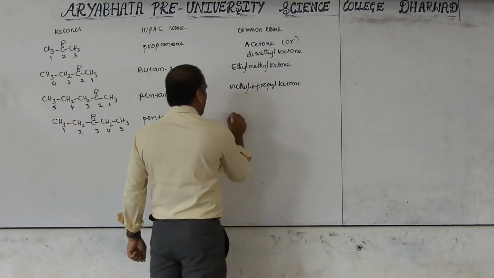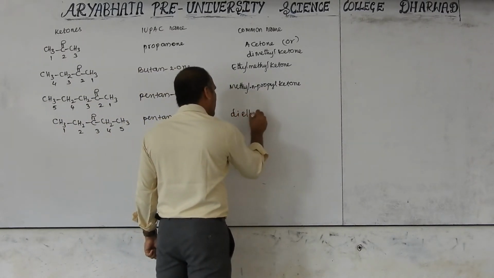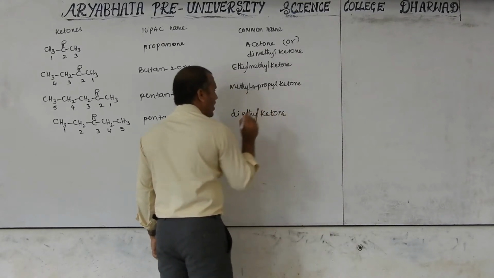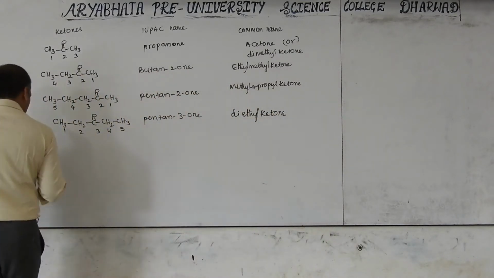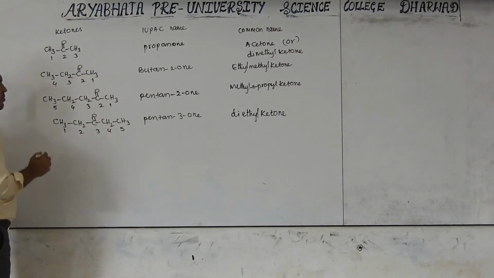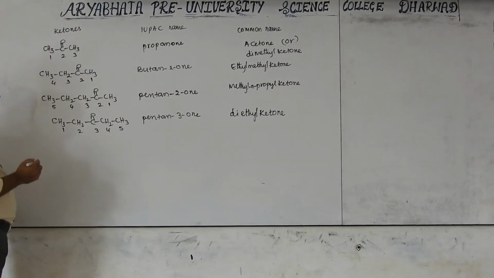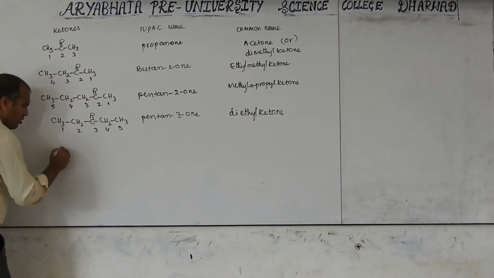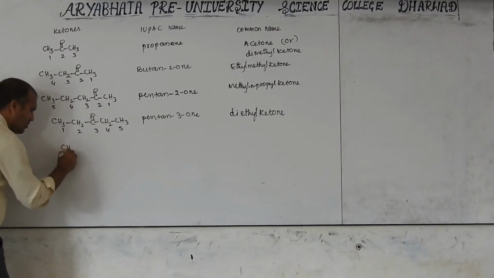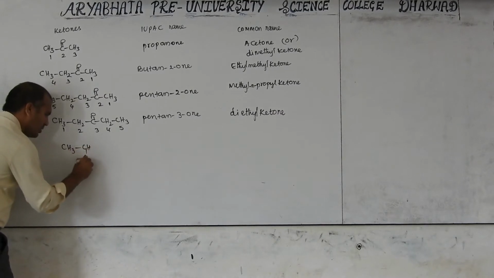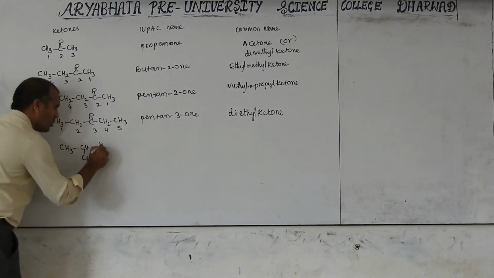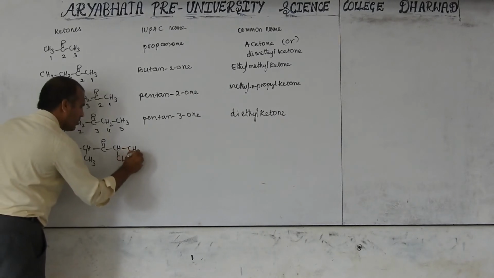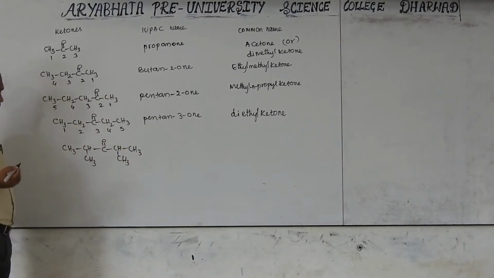Now its name: diethyl ketone. Next, one more carbon I will increase. Otherwise, this only I want to add somewhat different. Increase, better, no problem. For example, CH3, CH, CH3, C double bond O, CH, CH3, CH3. Like this, a different compound again.